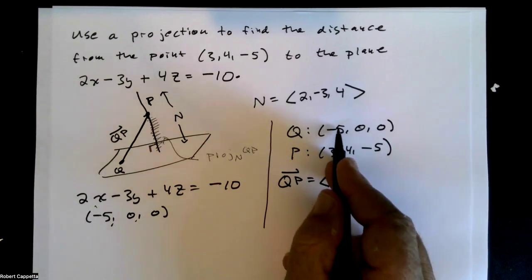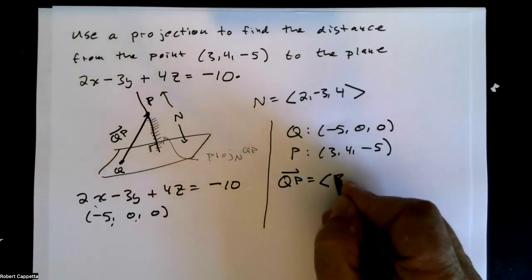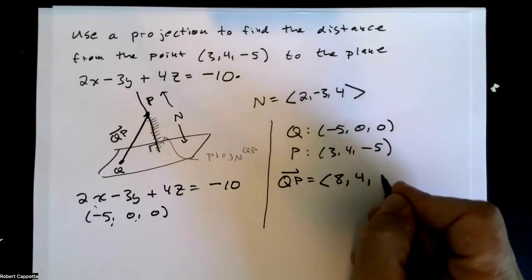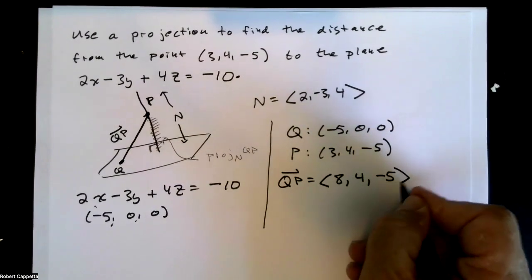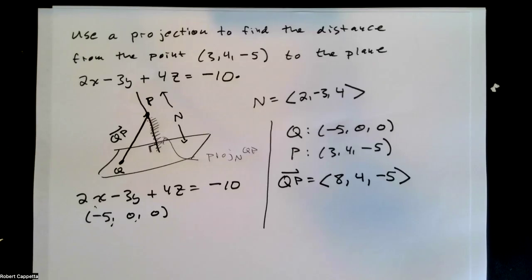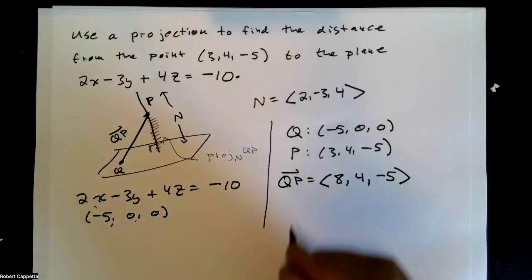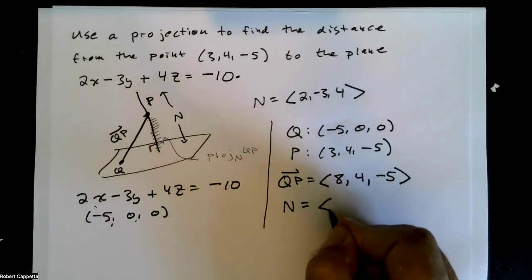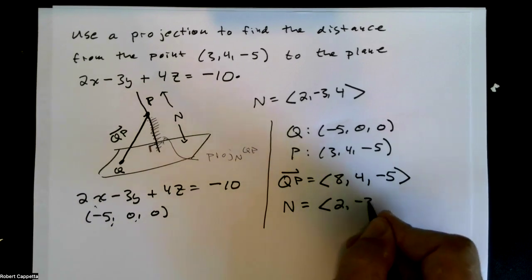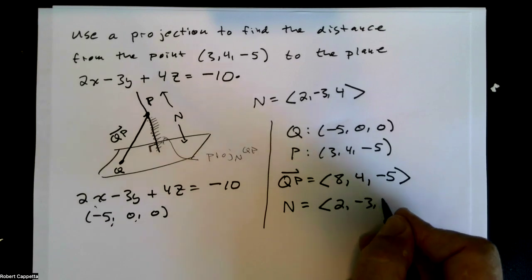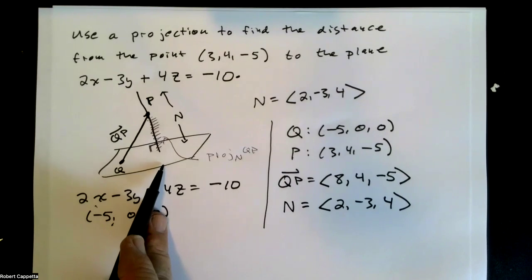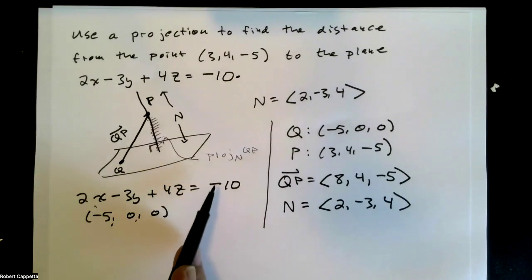In the x direction, from -5 to 3 is up 8. From 0 to 4 is up 4. From 0 to -5 is down 5. And we have our n vector. Our n vector is what? Our n vector is 2, -3, 4. But looking at our picture, the distance is going to be defined by the projection of QP onto n. So let's find that.